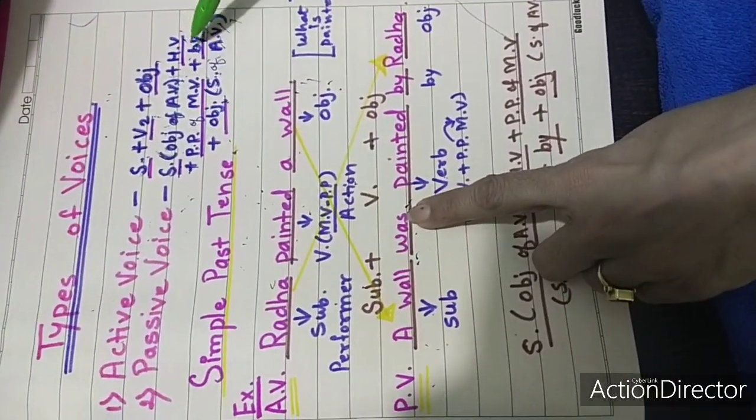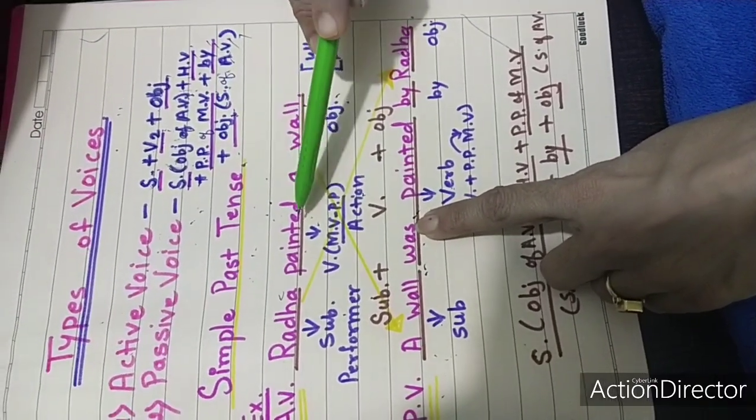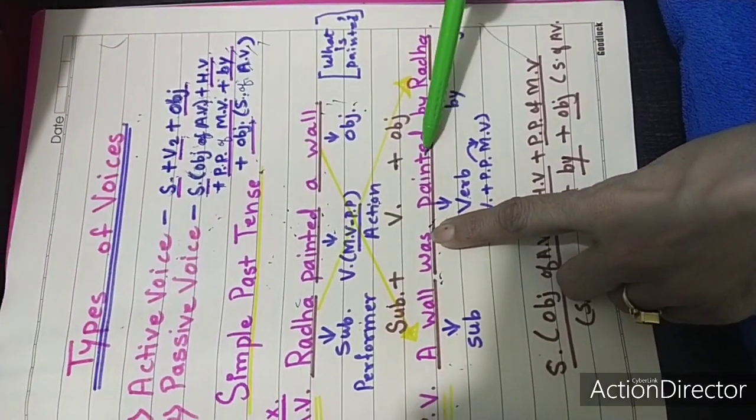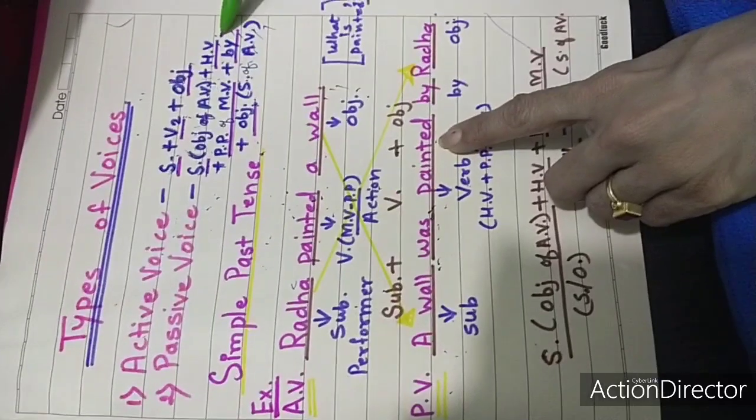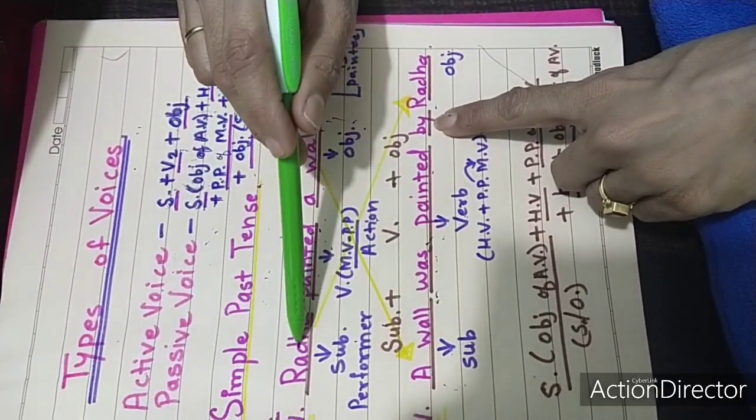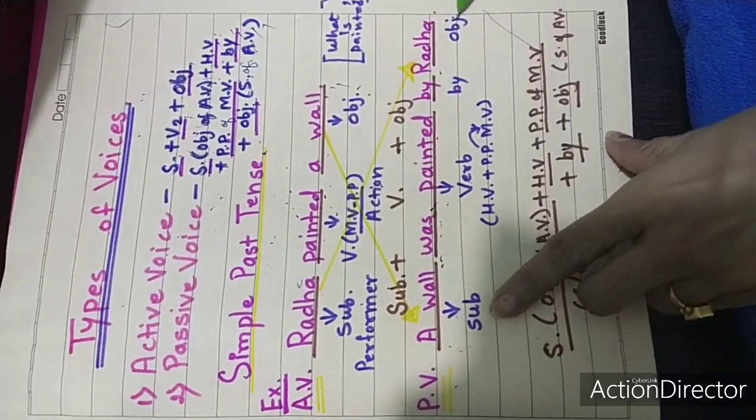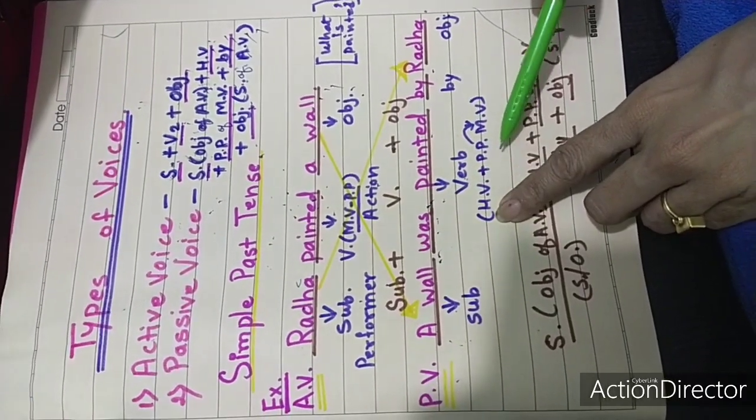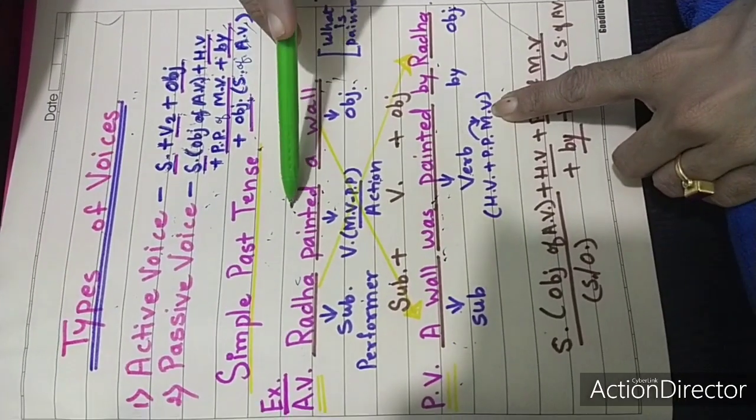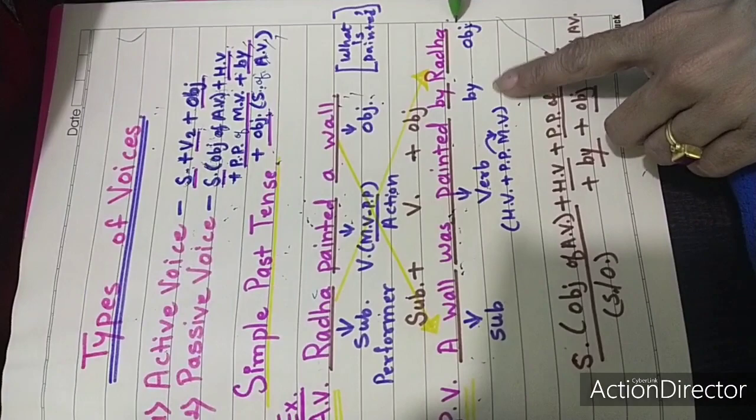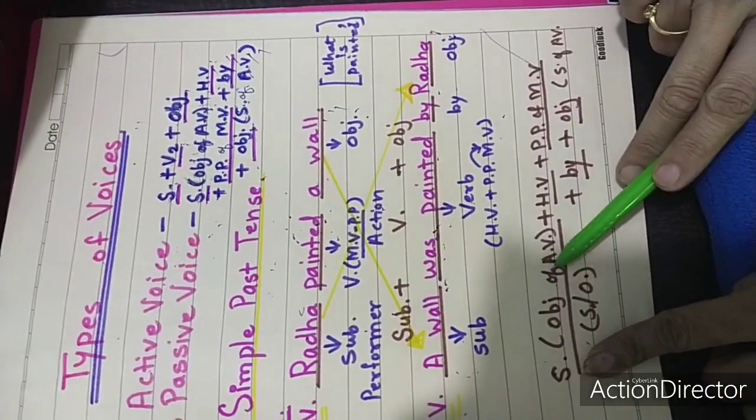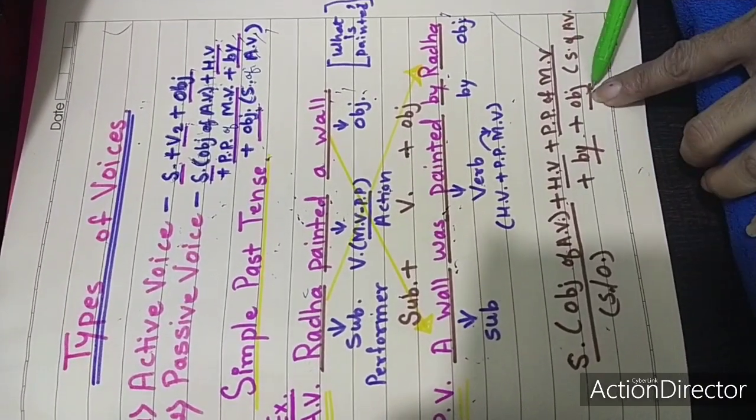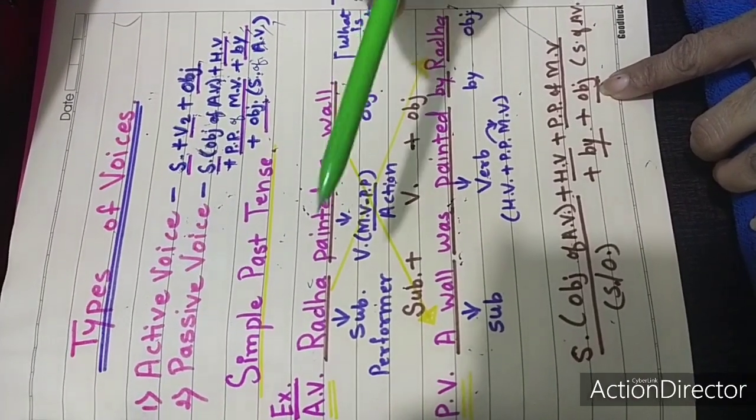And then, according to structure, past participle of main verb. Here, the main verb is painted. Main verb means action word. Already the word is painted here, and so we have taken it as it is. Then, as a structure, put by, and then subject of active voice will become object in the passive voice. So, the structure will be subject plus helping verb plus verb, that is the past participle of main verb, which we have seen in active voice also, plus by plus object. So, here the structure is subject, that is object of active voice, plus helping verb, plus past participle of main verb, plus by, plus object, and here the object is the subject of active voice.